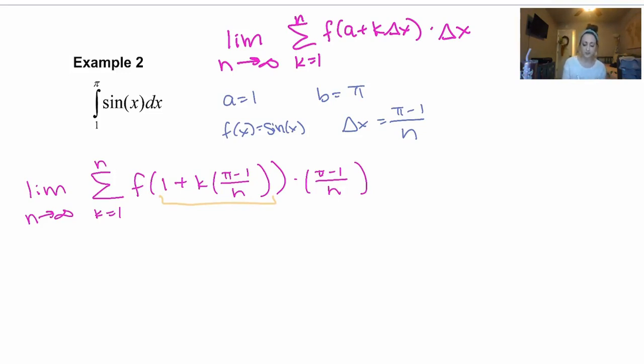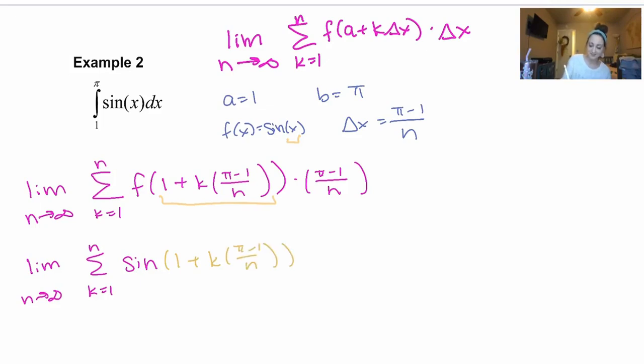So now I just need to plug that input in anywhere I see an x for f of x, right? Because I want f of all that stuff. So it's going to be sine of all that stuff. Let's write that. So I've got limit as n approaches infinity, sum from k equals 1 to n of sine of all this stuff. So 1 plus k times pi minus 1 over n, and then times, again, delta x, which is pi minus 1 over n. And that is my final answer.